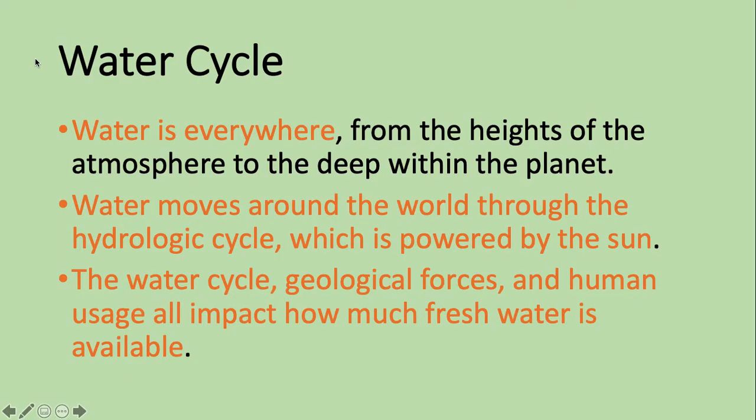The water cycle. Water is everywhere, from the heights of the atmosphere to deep within the planet. Water moves around the world through the hydrologic cycle, which is powered by the sun. The water cycle, geologic forces, and human usage all impact how much fresh water is available. So the hydrologic cycle, that's just a fancy word for the water cycle.